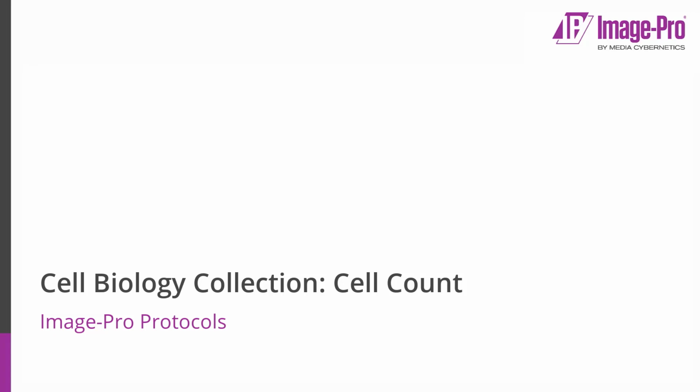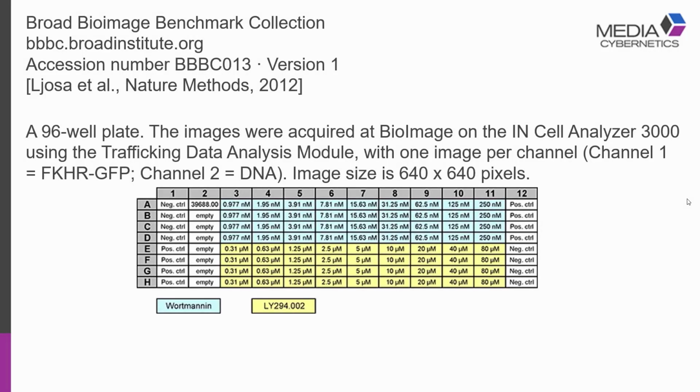In this short video, I'm going to describe how to count cells using the cell count protocol in Image-Pro. The dataset I'm going to use to demonstrate the protocol is from the Broad Bioimage Benchmark Collection. It has accession number BBBC013. This is a two-channel dataset in a multi-well plate format.